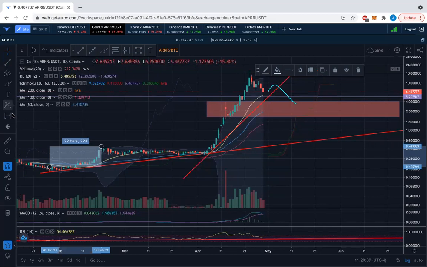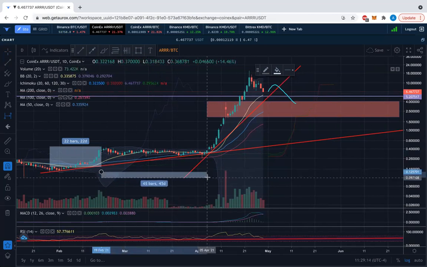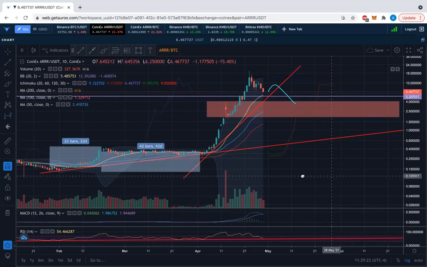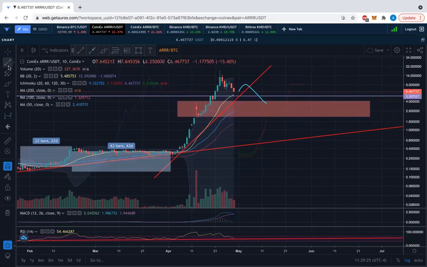Then the correction took roughly 43 bars. So let's just imagine roughly double. Okay, so then that's days. These are days.